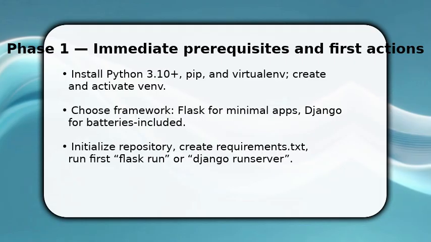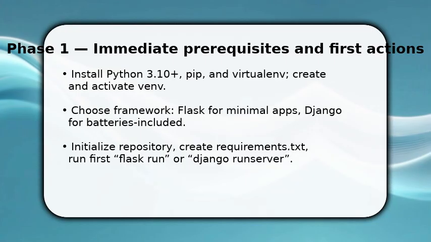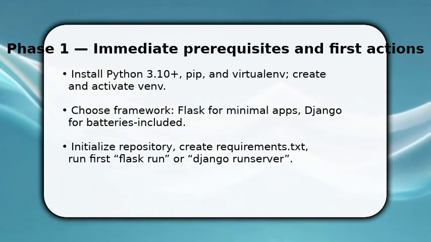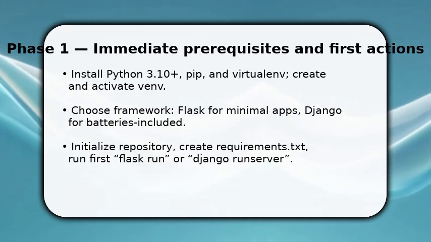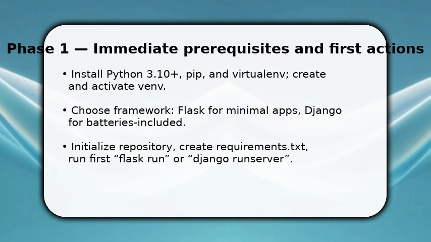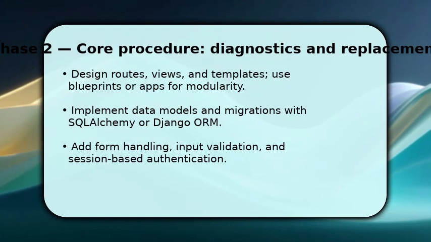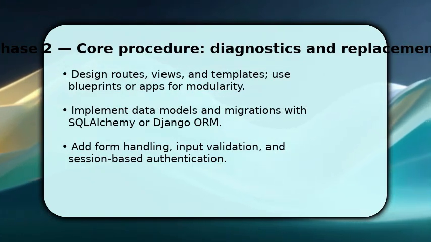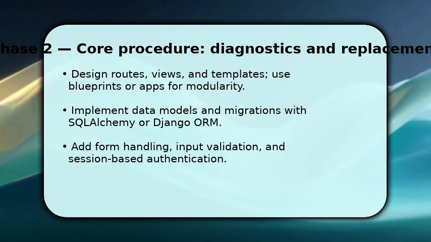Next, scaffold the app, minimal Flask app or Django project. Make sure to initialize Git and add a simple README. These first actionable steps get code running locally fast, and they establish structure, because a clear baseline prevents confusion as complexity grows.